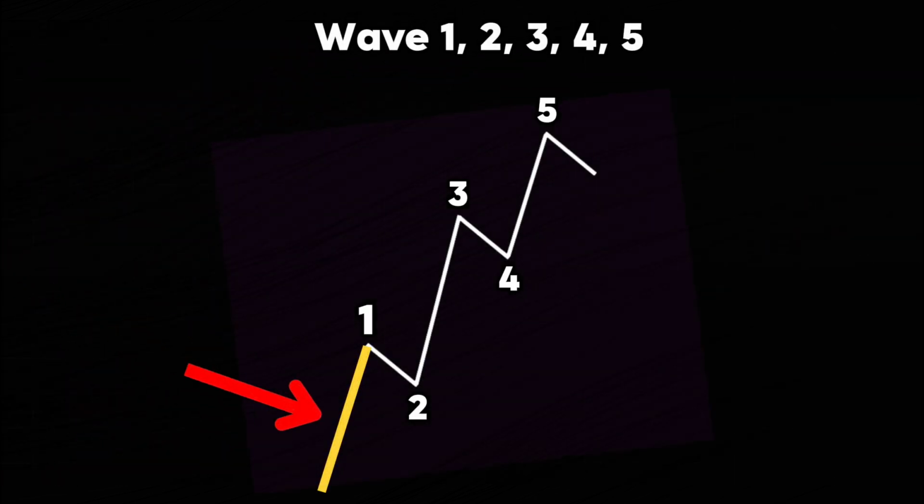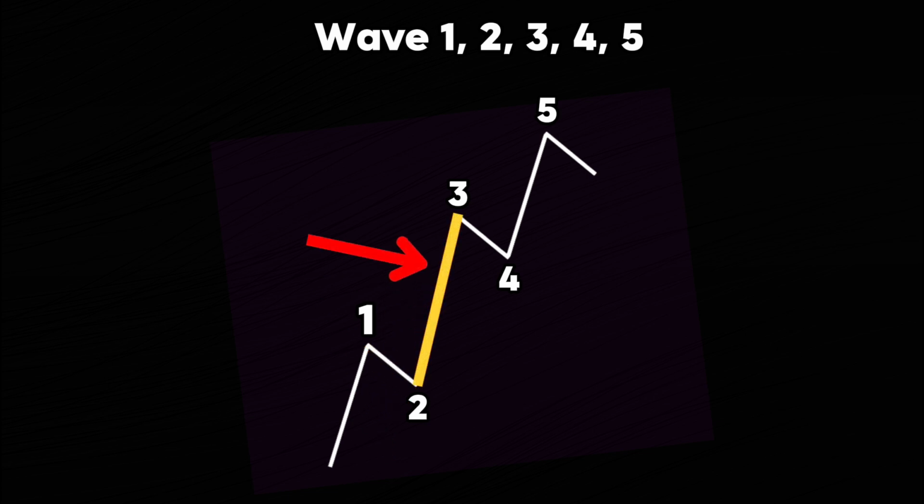Wave 1, the start of a new trend. This usually occurs after a significant drop or rise when the market begins to reverse. Second wave, the correction of the first wave. This wave never fully retraces back to the beginning of the first wave. Third wave, the longest and strongest wave. It usually exceeds the length of the first wave and is accompanied by significant trading volume.